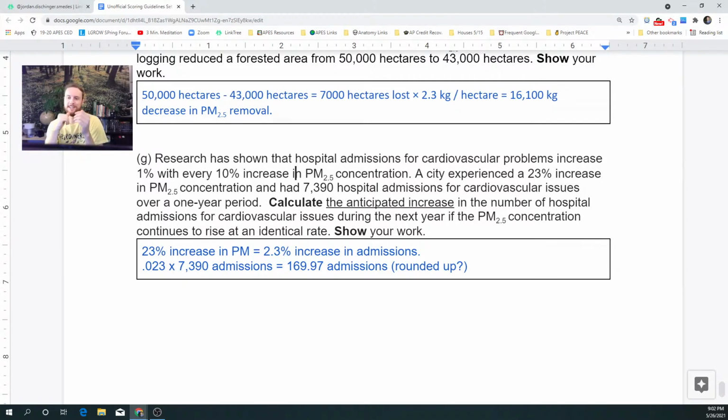Research has shown that hospital admissions for cardiovascular problems increase 1% with every 10% increase in PM 2.5. A city experiences a 23% increase in PM 2.5 concentration and had 7,390 hospitalization admissions for cardiovascular issues for a 1-year period. Calculate the anticipated increase in the number of hospital admissions for cardiovascular issues during the next year if the PM 2.5 concentration continues to rise at the same rate.